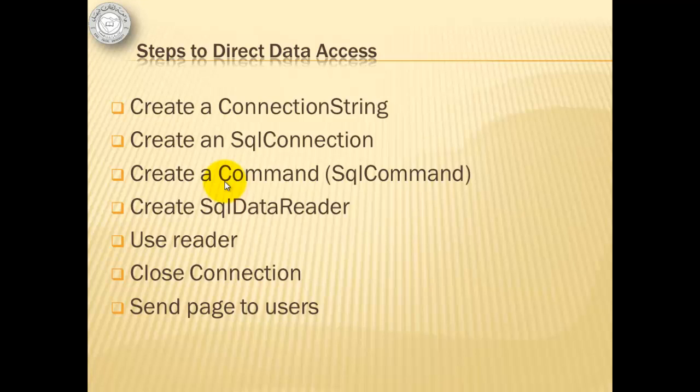These are the steps to direct data access. First, we have to create a connection string, and then a SqlConnection, then a command using SqlCommand, then a SqlDataReader. Then we have to use that reader. We have to close the connection and then send the page to users.